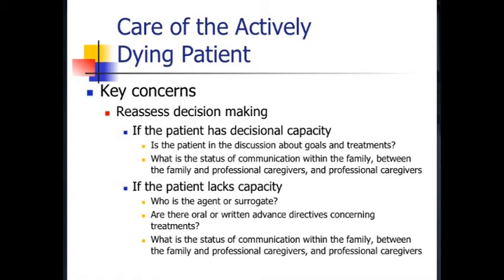If the patient lacks capacity, this is the point at which, if you haven't done this already, you have to determine who is the decision maker. Is there a valid healthcare proxy or power of attorney for health decisions? If there isn't a valid power of attorney for health decisions, who will be identified as the surrogate? Are there oral or written advance directives concerning treatments at the very end of life? Remember, now in New York State, we actually have codified into law that a patient's prior expressed wishes must be followed if they are consistent with the context of the current clinical situation. They must be followed.